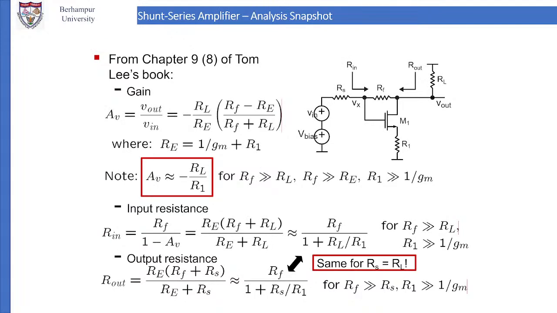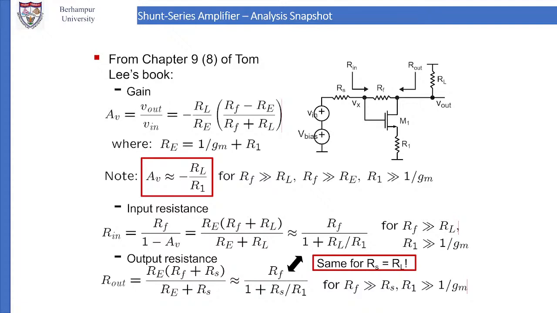Now, let us look at the analysis of the shunt-series amplification. This you can get from chapter 9 or chapter 8 of the Tomley's book. Look at the Tomley book. There in chapter 9 or chapter 8 you have this analysis.